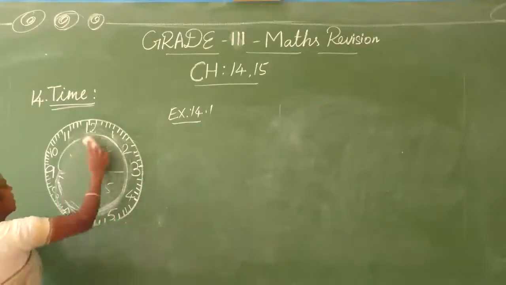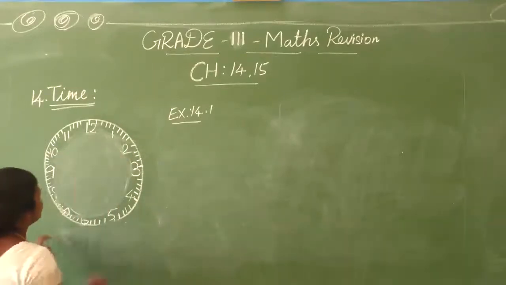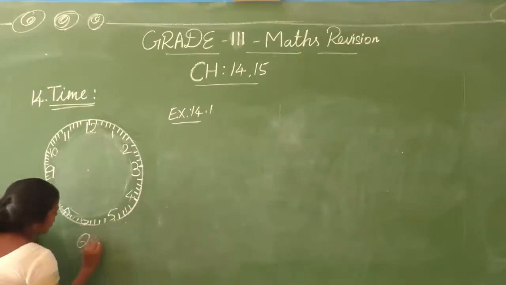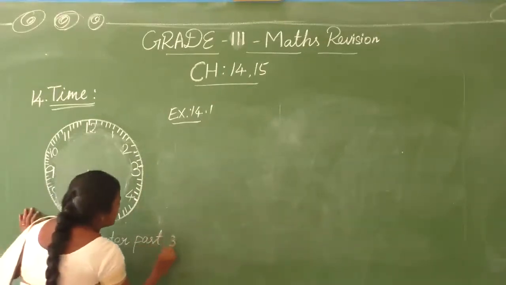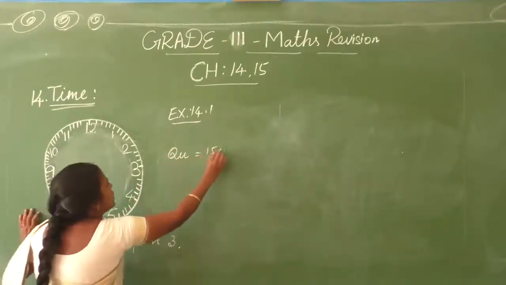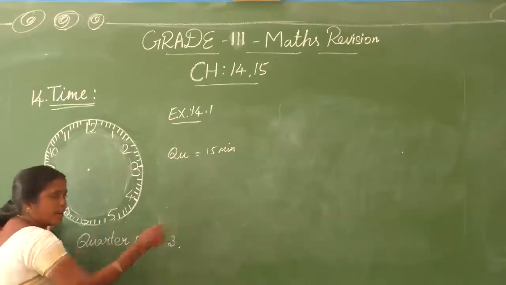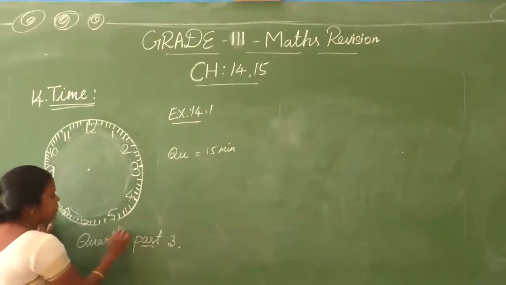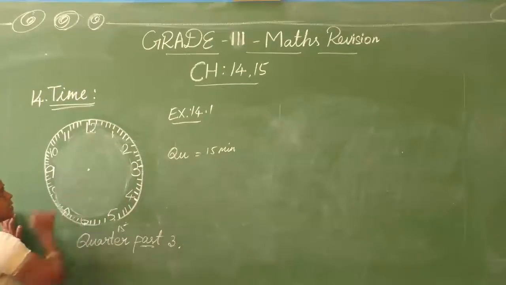Draw the hands on the clock. See here what word is given? Quarter past 3. Quarter means, as I just told, 15 minutes. Past 3 means finished, over. So 3 means 3 hours. After 3 o'clock, 15 minutes have passed, completed, over. So this gives this meaning.